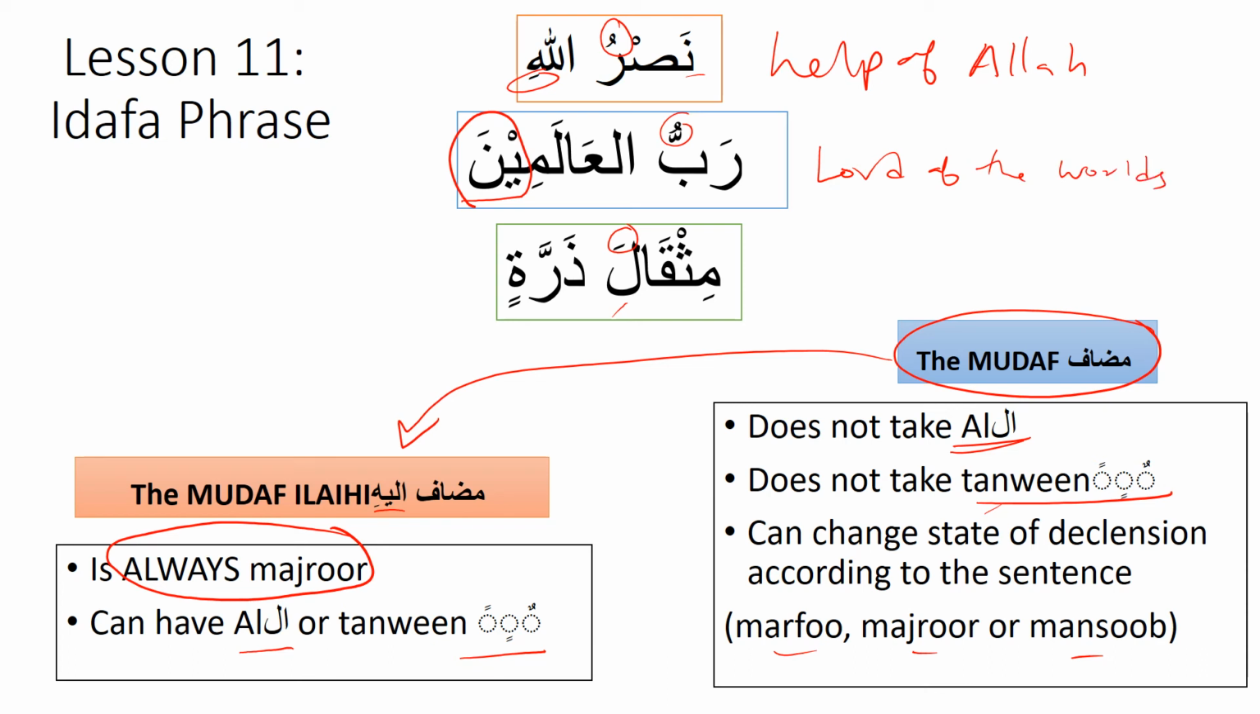Okay, mithqala dharratin. Mithqala means weight of an atom. So this one, it doesn't have alif lam on it. That's totally fine because it means weight of an atom. Dharratin, an atom.